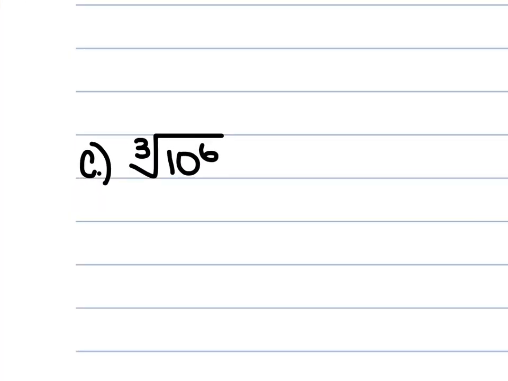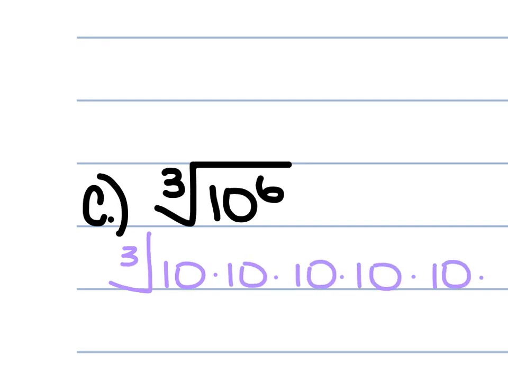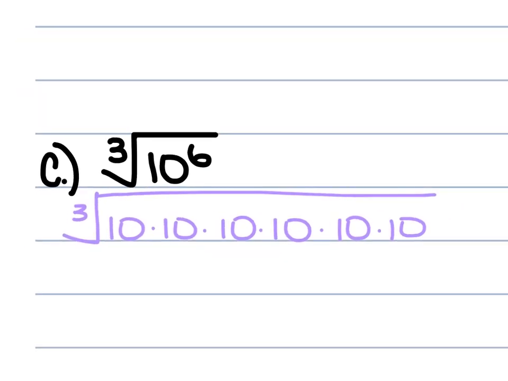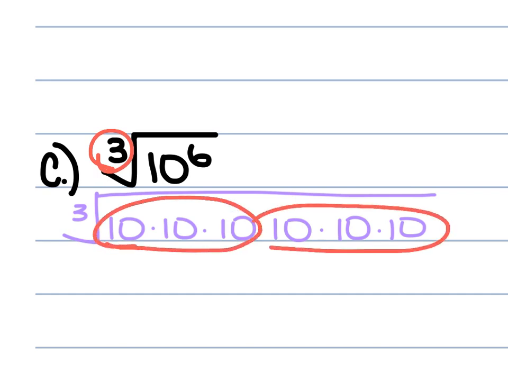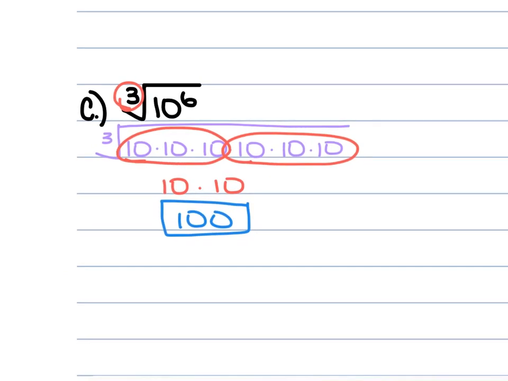For C, we have the cube root of 10 to the 6th power. Remember, this is the same thing as the cube root of 10 times 10 times 10 times 10 times 10 times 10. You're looking for a group of 3. So here's a group of 3. Here's a group of 3. So this is also 10 times 10, which is 100. So the cube root of 10 to the 6th power is 100, or 10 squared.